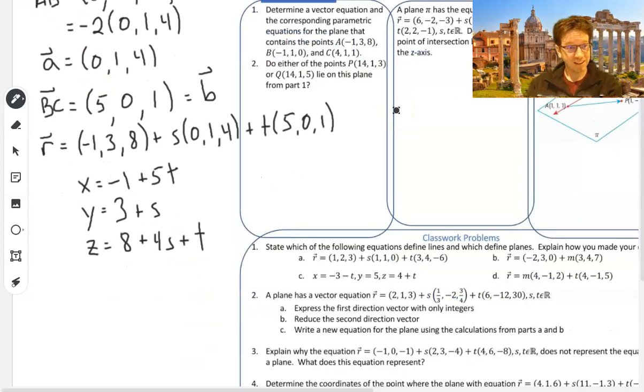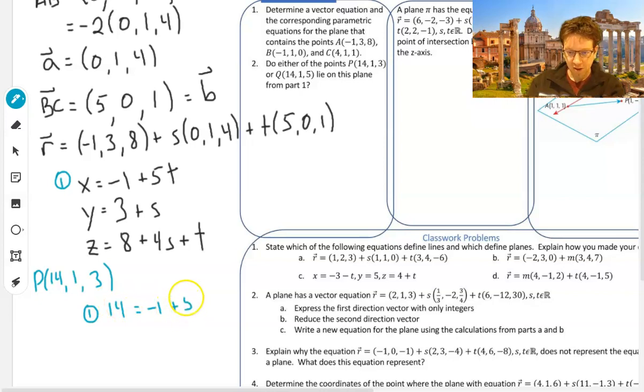Now part 2, this does look like a very similar question we had when we did lines. Do either of these points, P or Q, lie on the plane? So just like with lines, what we did with lines is we'd see if the values of our scalar multiples, in this case we have 2 of them, S and T, all give us the same thing. So how are we going to do this one? So let's start with P. P is 14, 1, and 3. So what I'm going to do is in our first equation here, I'm going to substitute 14 for x. So we get 14 equals -1 plus 5t. Okay, then I can solve for t. So add 1 to both sides, and we'll get 5t equals 15, or just t equals 3.